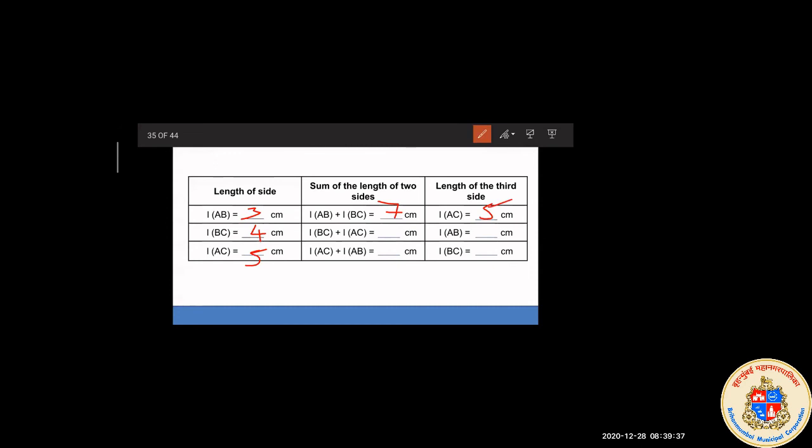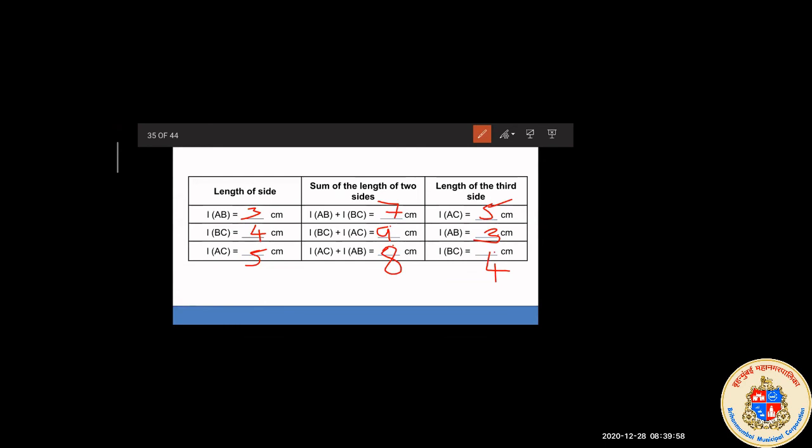If I am adding BC and AC, I am getting a result of 9, and AB is 3. If I am adding AC and AB, then I am getting the answer 8, and then BC is 4. Okay, these are the measurements that we have got.